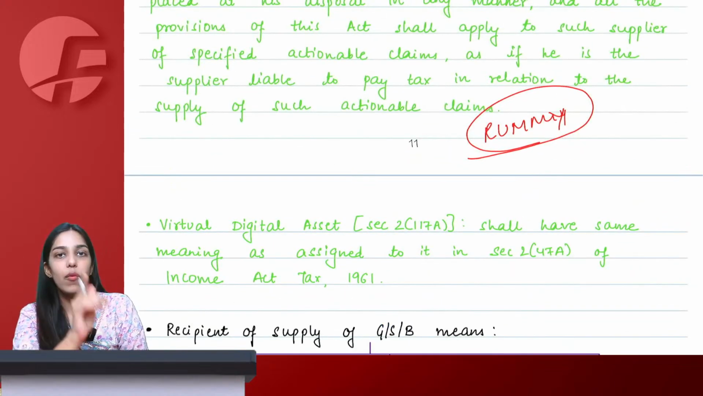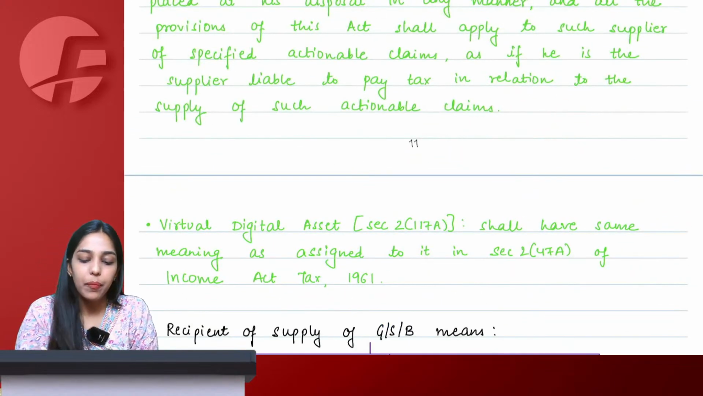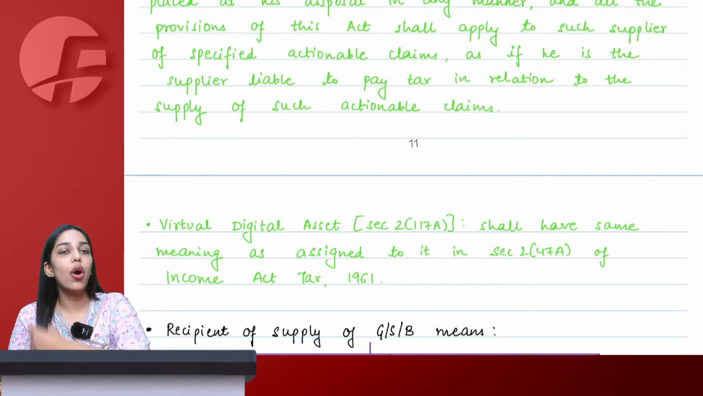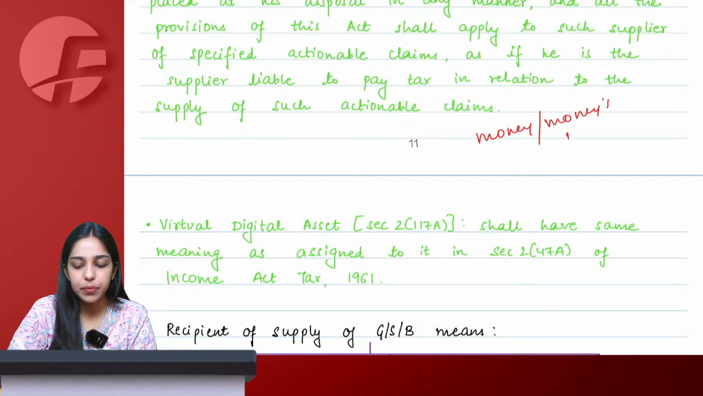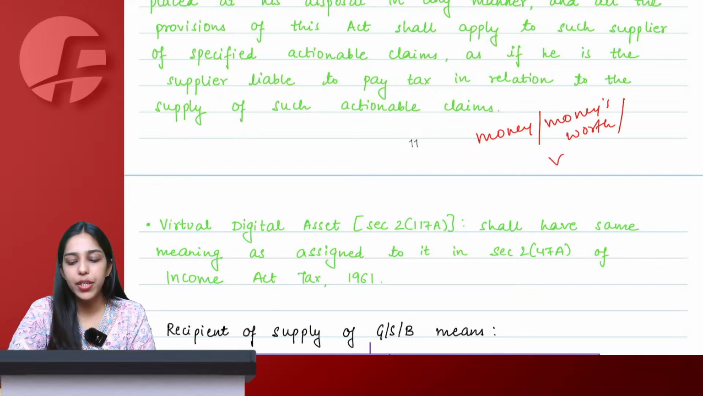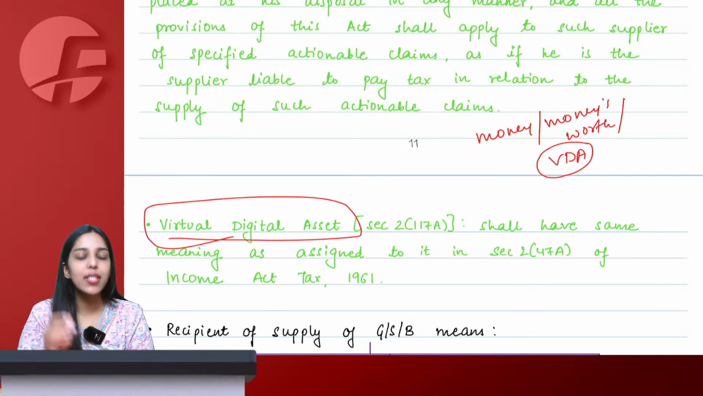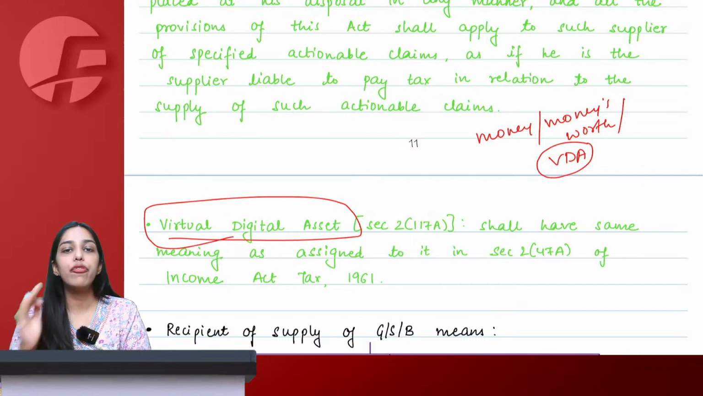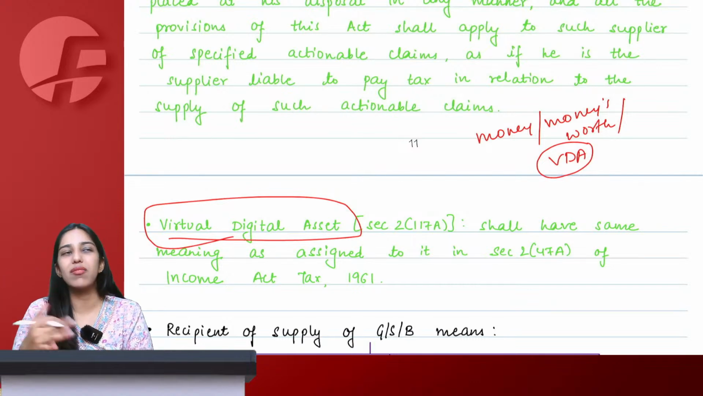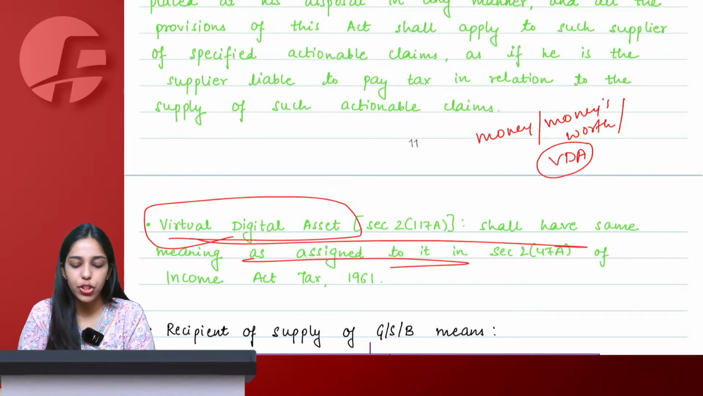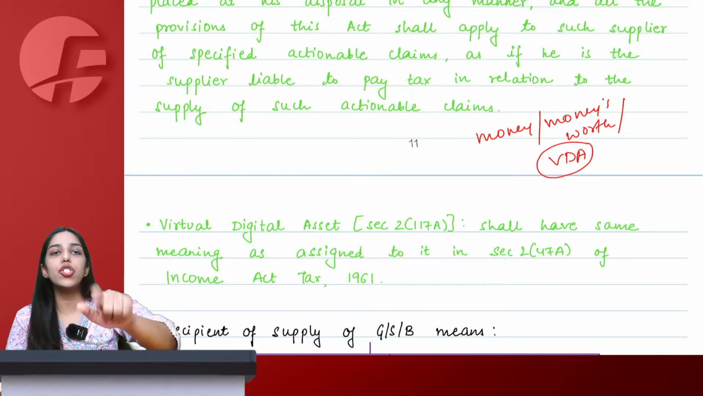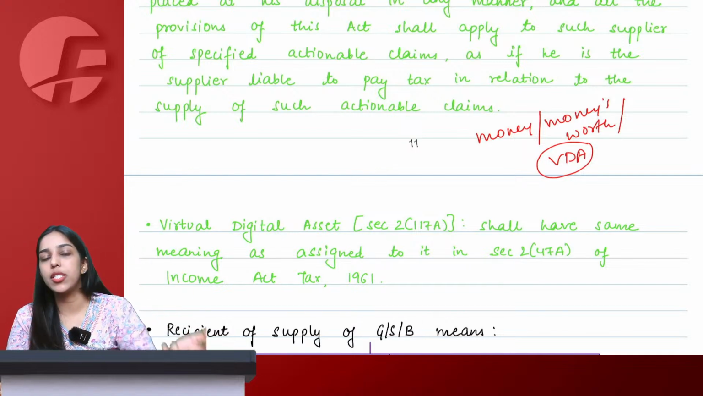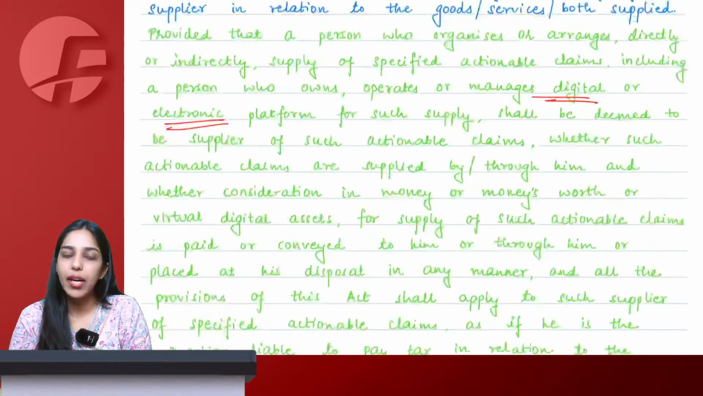We have already seen what specified actionable claims are. To play these games or to take part in these actionable claims, you are required to give money or something which is of money's worth or virtual digital assets. What are virtual digital assets? The same thing that you study in income tax. You have a full chapter on VDA in income tax, bitcoins, etc., that we understand as virtual digital assets. So you might be putting money or something of money's worth or virtual digital assets just to enter these kinds of specified actionable claims.